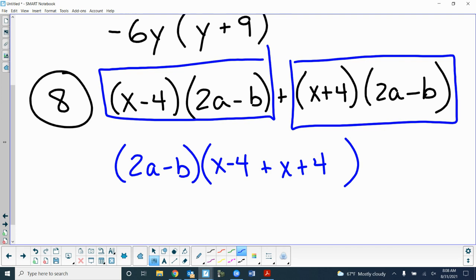Well, if I combine like terms in there, what do I get? Oops, I forgot my name. What if I combine like terms? What's x plus x? 2x. Oh, just 2x. What happens to the 4s? They cancel. All right. Again, that's kind of a tricky one. It's kind of like a grouping problem.